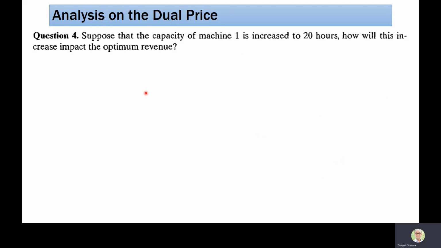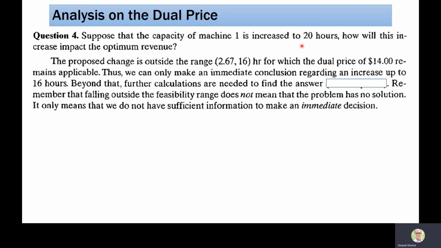Let us have a few more questions. Suppose that the capacity of machine 1 is increased to 20 hours. How will this increase impact the revenue? Again, we will see whether this 20 is coming into the range. Since 20 is outside of the range, it means that our dual price will change. Since the dual price can change, we have to recalculate the optimal solution and find out what Z, X1 and X2 are.